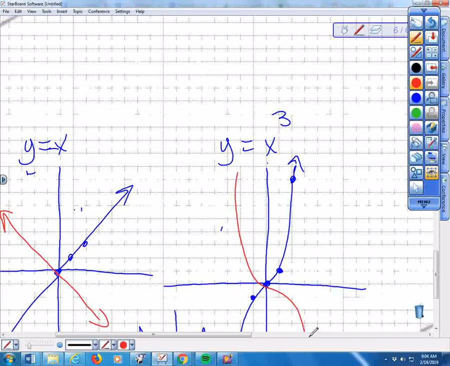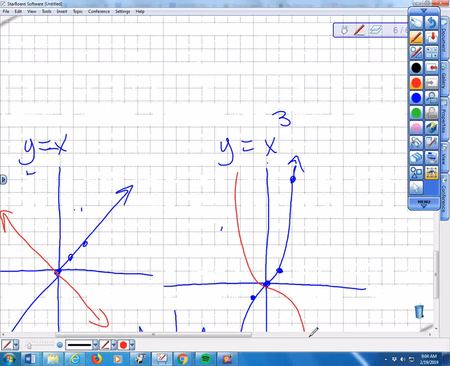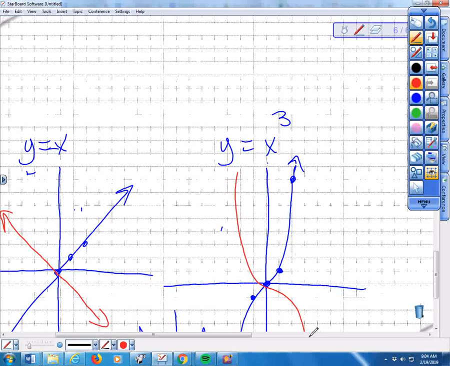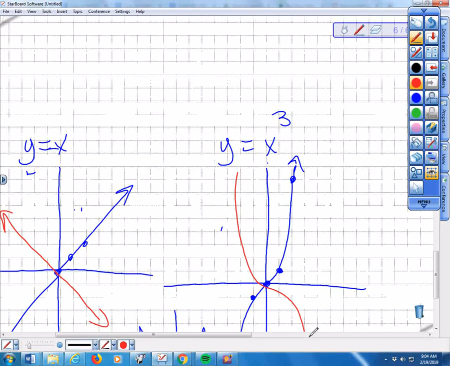Okay, so for odd end behavior, it looks like this. Even looks like this. If it's a negative in front of an even, it looks like this. If it's a negative in front of the odd, it looks like this.